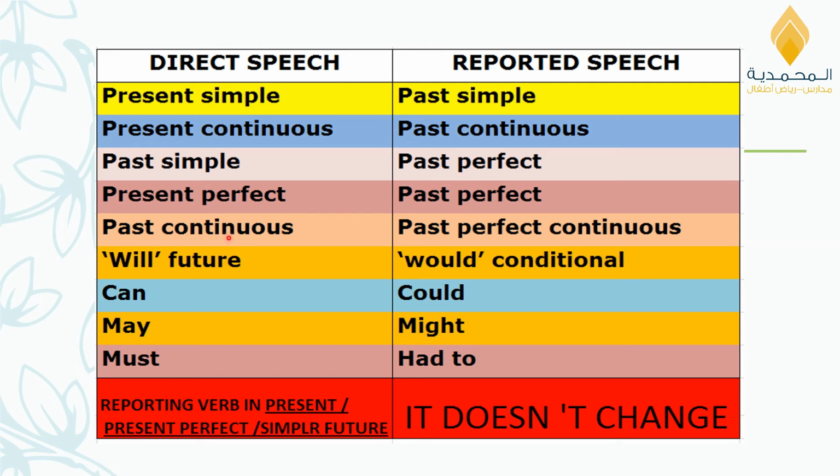Past continuous will be past perfect continuous, and we won't be discussing this tense. Will, when we use it for future, is going to change into would, conditional, and again, here we are not going to discuss it. Can will change to could, may to might, and must is changed into had to.